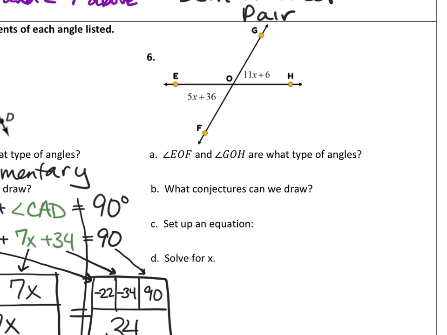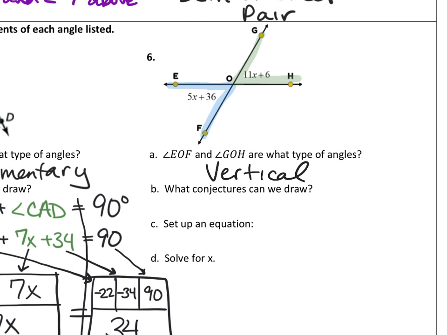Number 6 says angle EOF here and angle GOH are what type of angles? What is that called when they're like across from each other like that? Starts with a V. Flip your paper over. Vertical. Very good. Vertical angles. And what is the thing we know about vertical angles? It's the like equal sign with the squiggly on top. What does that mean? Congruent, which means the same.